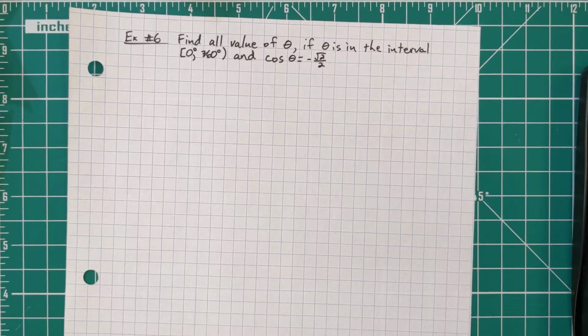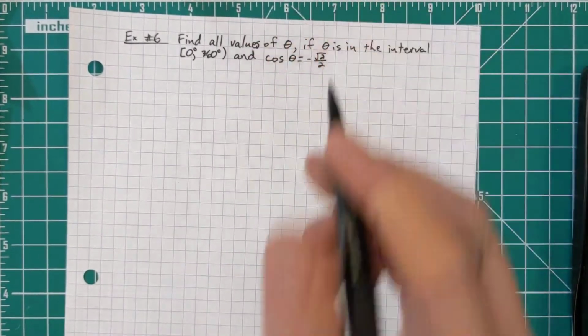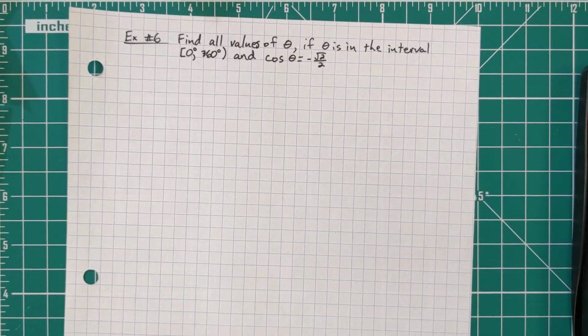All right, last example for 5.2. Find all values of theta if theta is in the interval from 0 degrees to 360 degrees, including 0 but not including 360, and the cosine of theta is negative square root of 2 over 2. So this takes a little bit of thinking, but it certainly isn't too hard to think about.